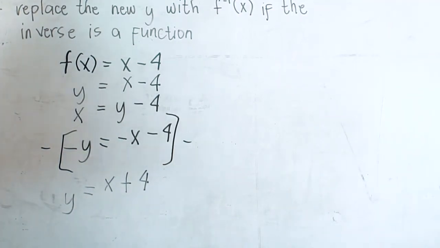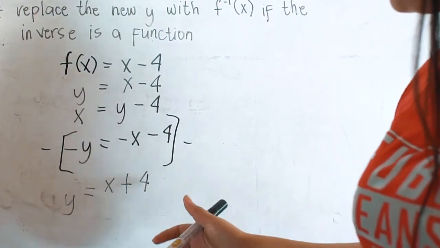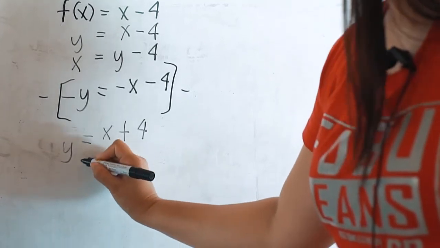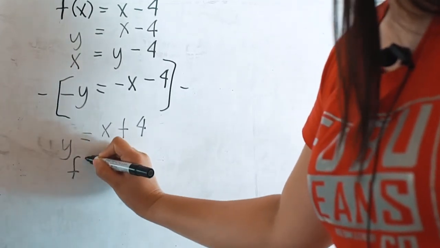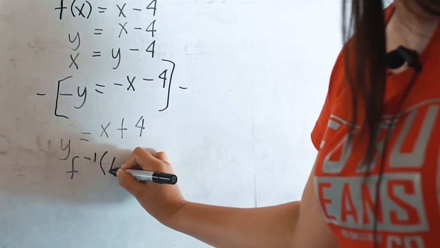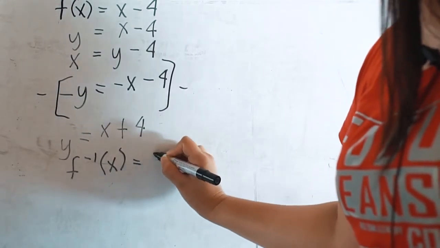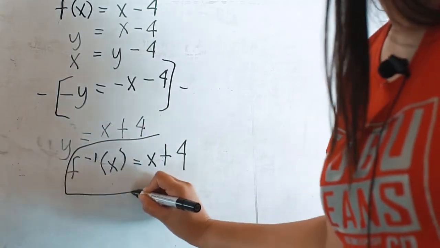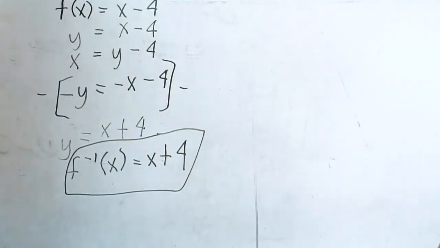And then your final answer: since this is a function, we will rewrite it as the inverse of x equals x plus 4. So that is your final answer.